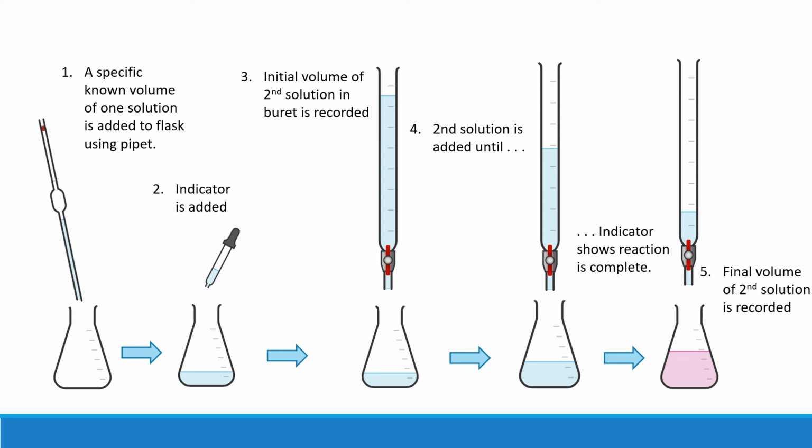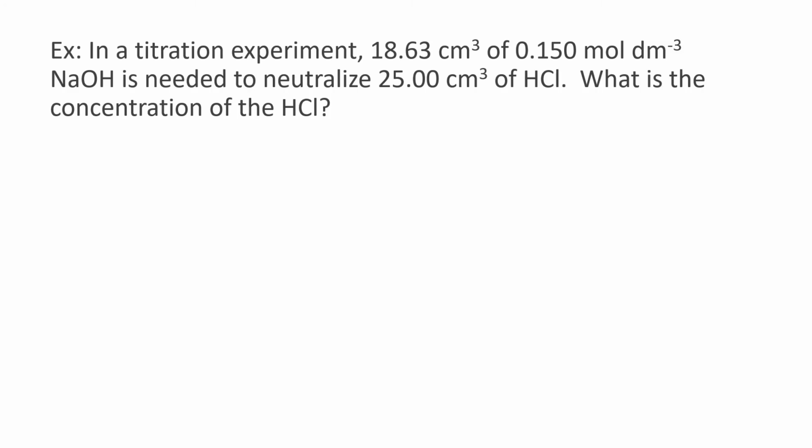So what you end up having is two really precise volumes of each of the solutions used, and then you'll also know the concentration of one of those solutions, and that's enough information to find the concentration of the other solution. So let's look at an example where we do just that right now, where we do the calculations to find a concentration.